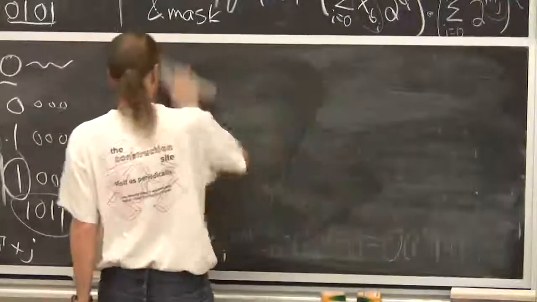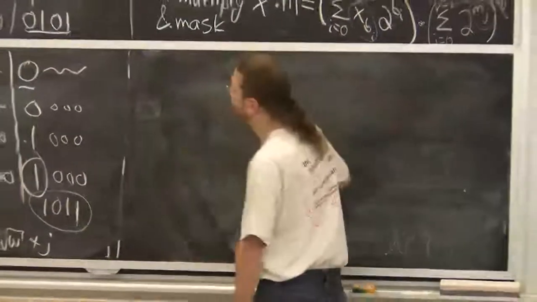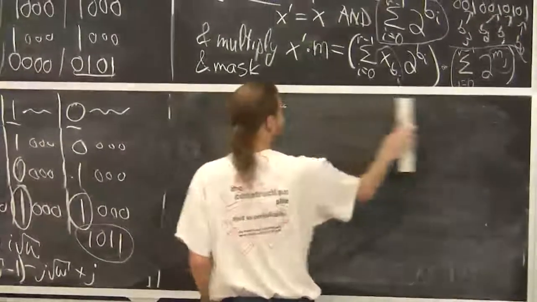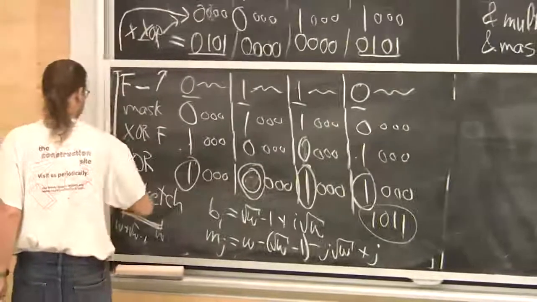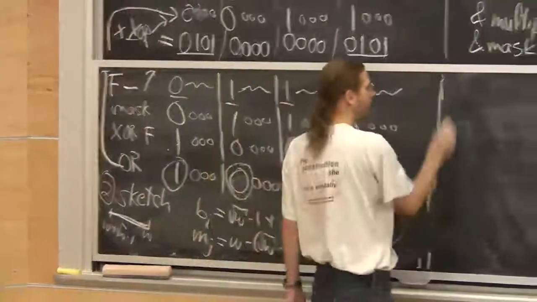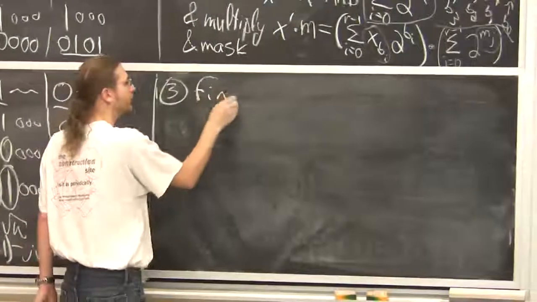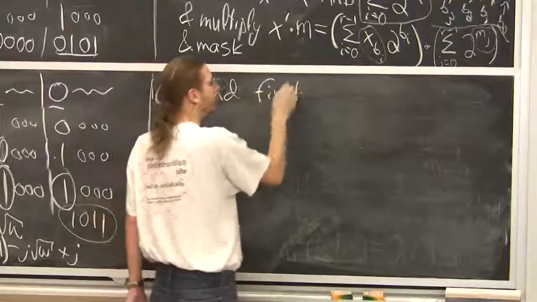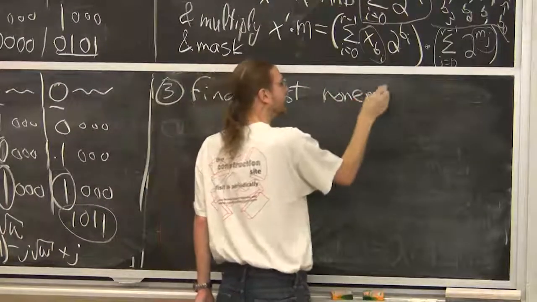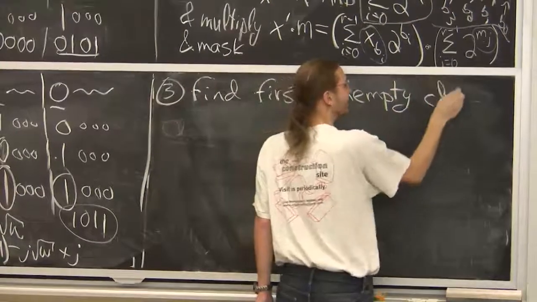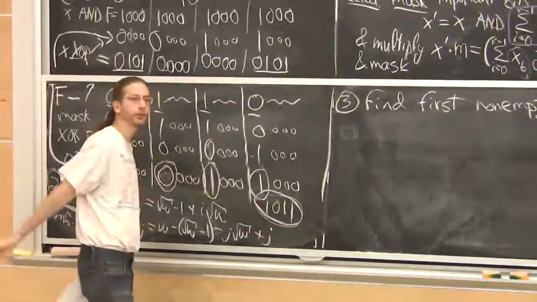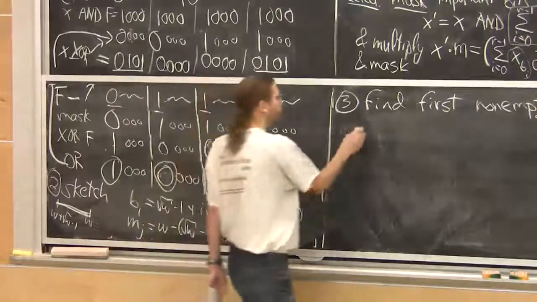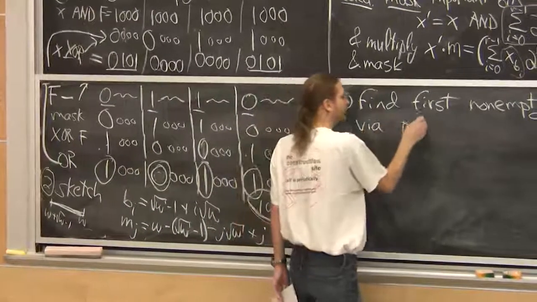One more minute. Say, well, that was step 1. Identify non-empty clusters. Step 2 was sketch. Step 3 is find the first non-empty cluster. I claim this is easy. So I take this sketch vector. It only has root w bits. So I use parallel comparison.